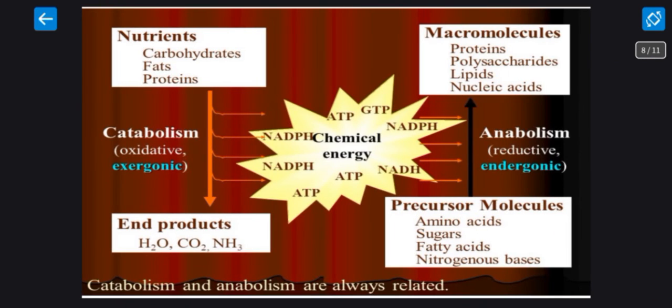Now, here is the chemical energy diagram of both catabolism as well as anabolism. In catabolism, nutrients like carbohydrates, fats and proteins are converted into end products like H2, water, carbon dioxide, and ammonia, NH3. Whereas anabolism is an endergonic, reductive reaction in which precursor molecules are converted into macromolecules with the help of energy. They require energy, whereas catabolism gives energy. This is a short diagram in which the difference is clearly visible to all of us.